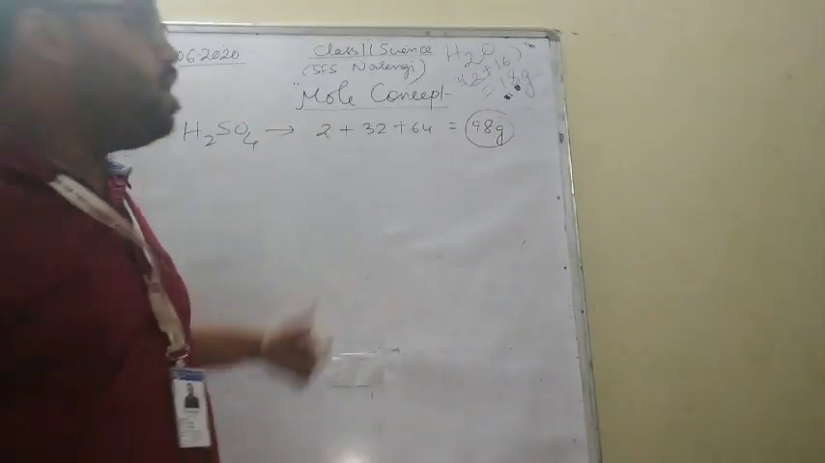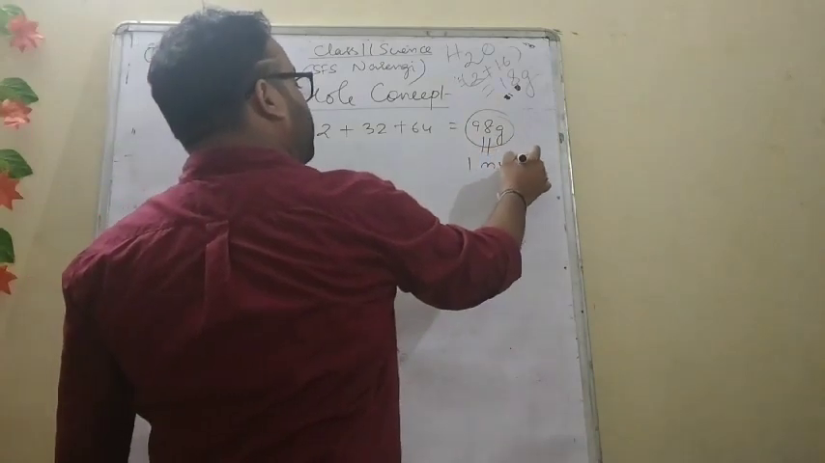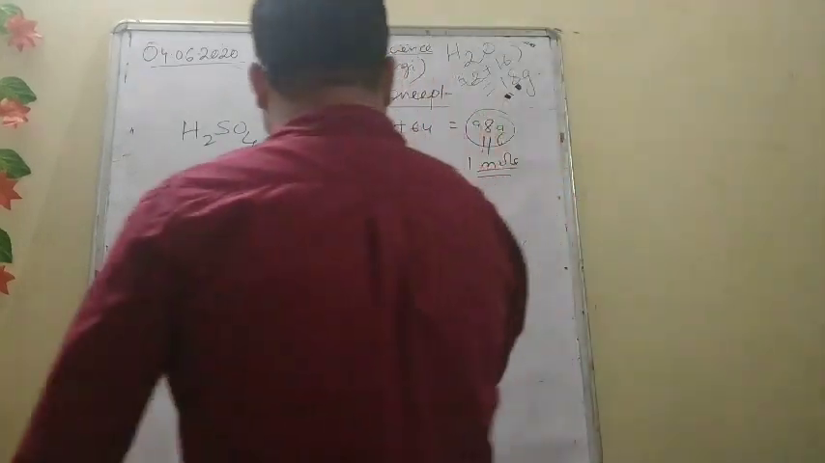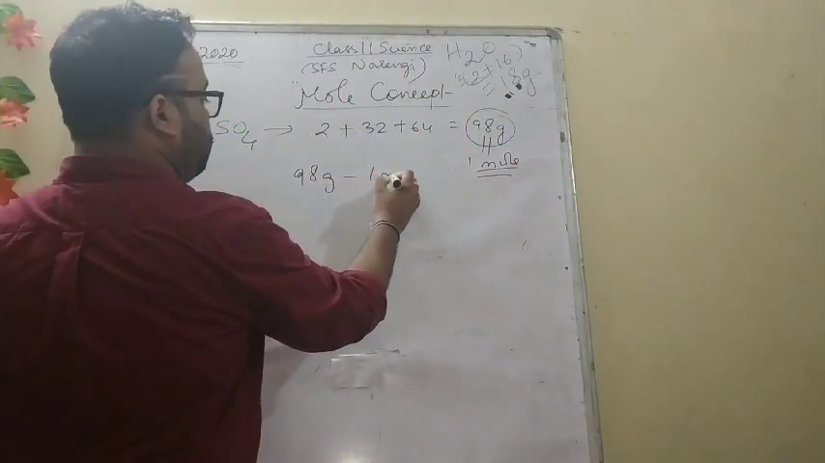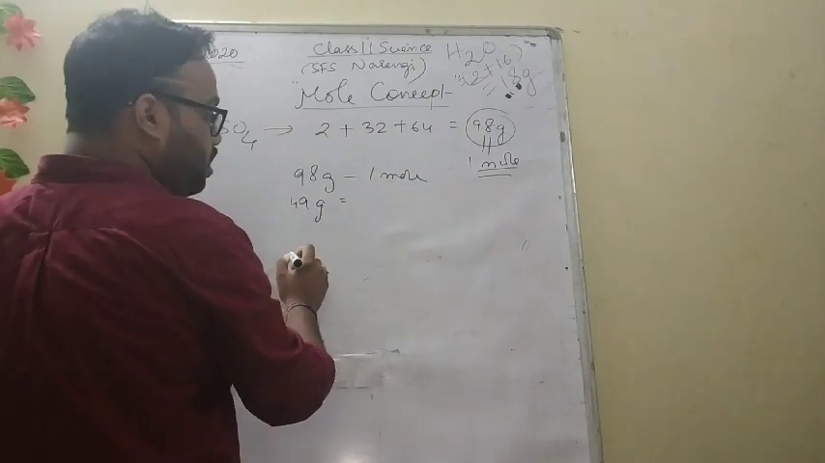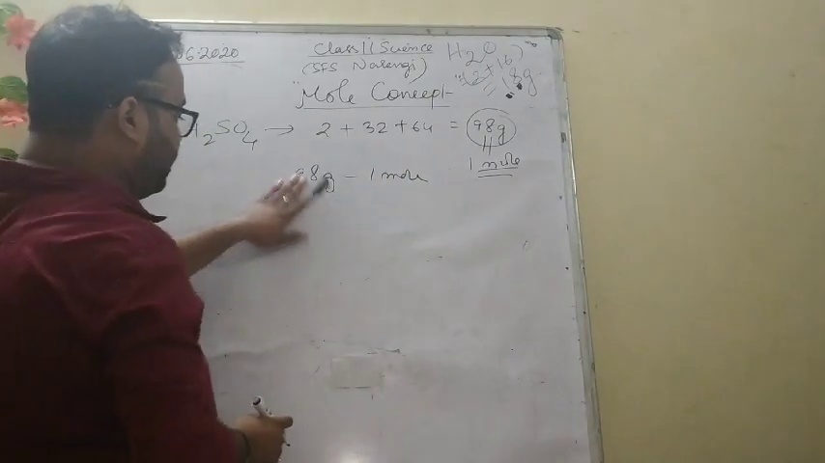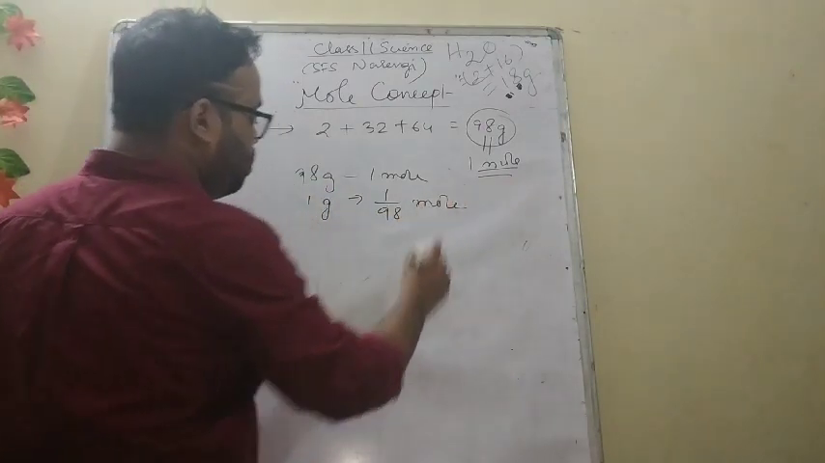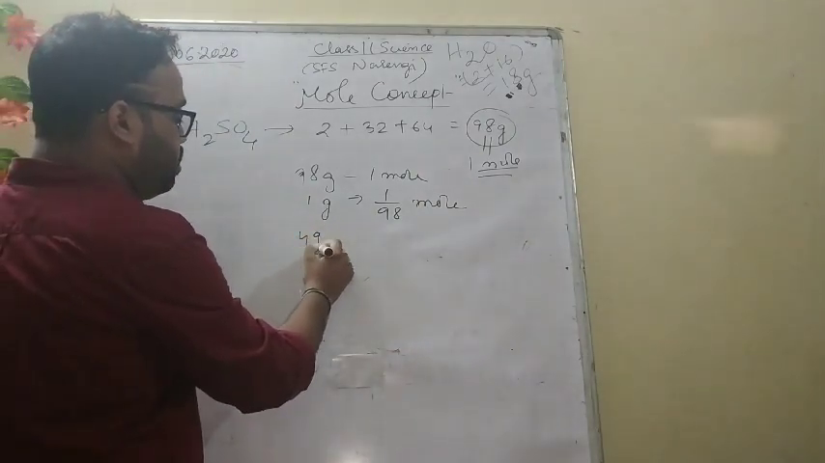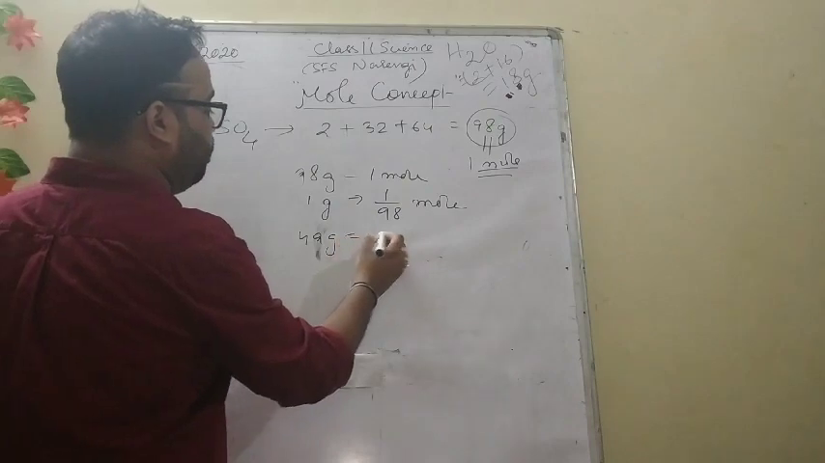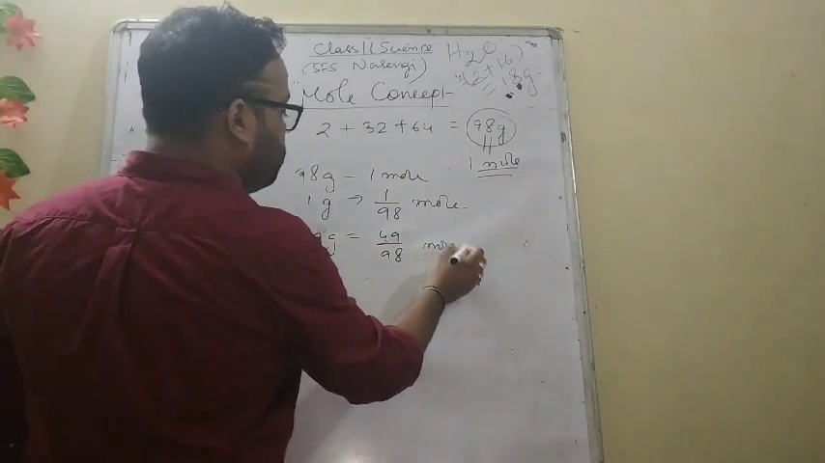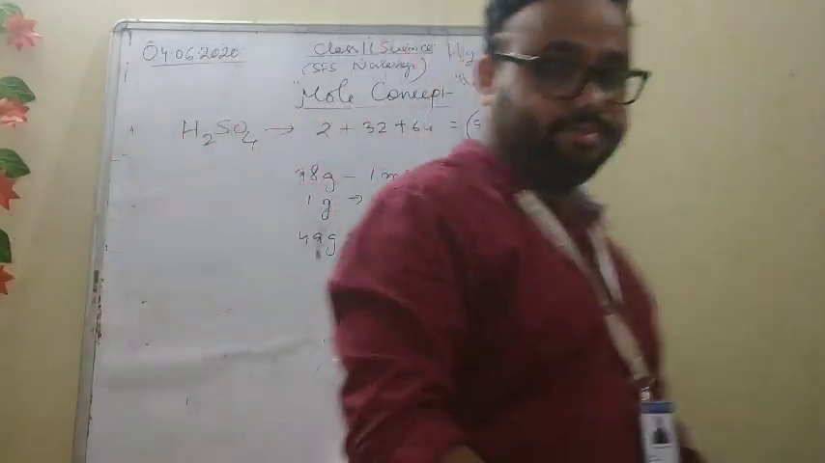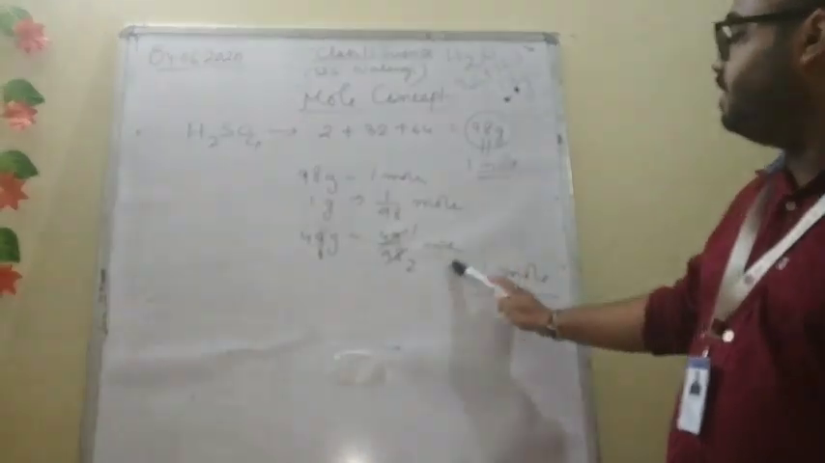This is the molar mass. So molar mass means 1 mole. So 98 gram means 1 mole. So if 98 gram is 1 mole, then what is 49 gram? If 98 gram is 1 mole, then 1 gram will be 1 by 98 mole, and 49 gram will be 49 by 98 mole, that is half mole. Did you understand? So in this way you can find the number of moles.